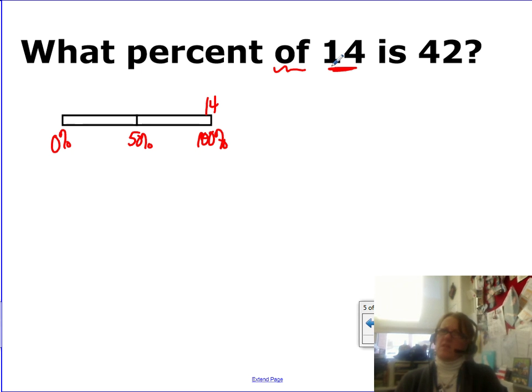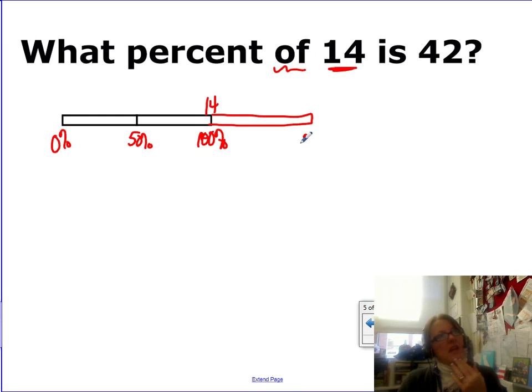Now, this looks weird because now I'm putting the smaller number here. It isn't always that the smallest number goes somewhere in the middle and the big numbers here. It's whatever: what percent of this number equals this. So of, that's the number that goes at the 100%. But this means I'm getting a bigger number. Because, ding, ding, ding, it's more than 100%.